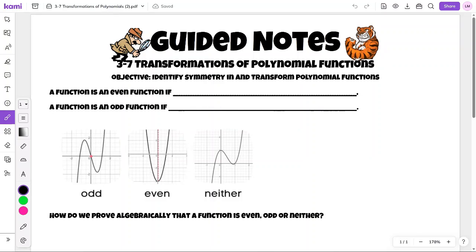3.7 Transformations of Polynomial Functions. So in this video we're going to identify symmetry in polynomial functions, and we're also going to transform polynomial functions.